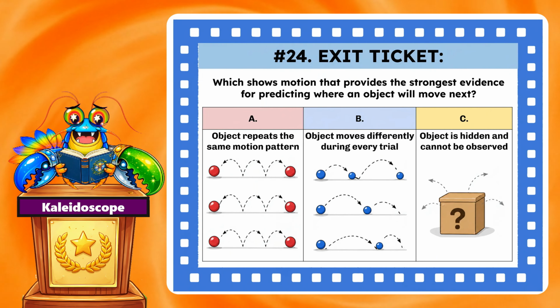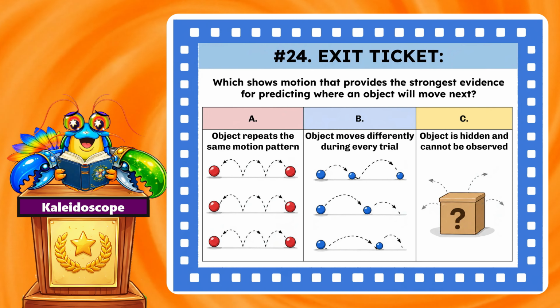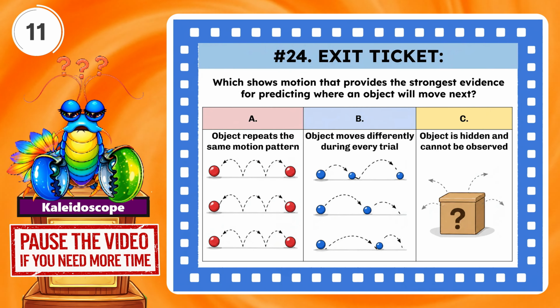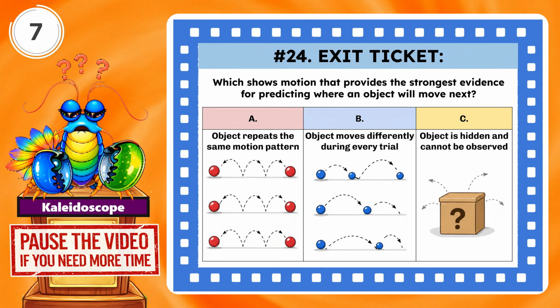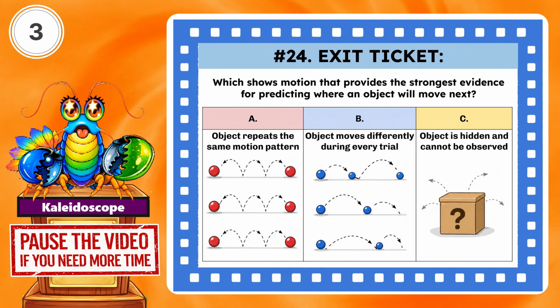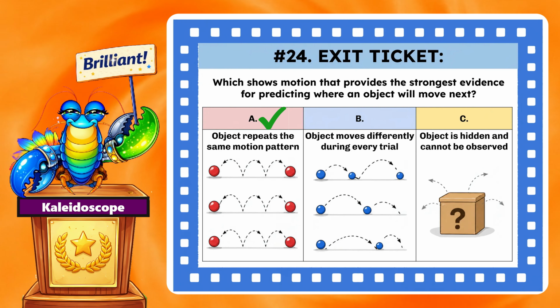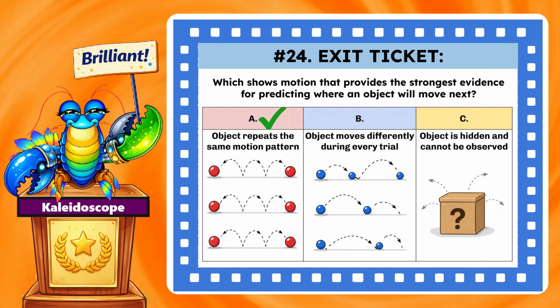Which shows motion that provides the strongest evidence for predicting where an object will move next? And the correct answer is letter A, object repeats the same motion pattern.